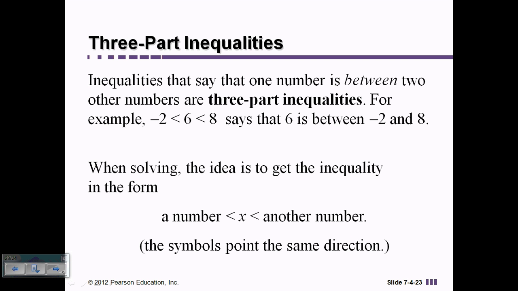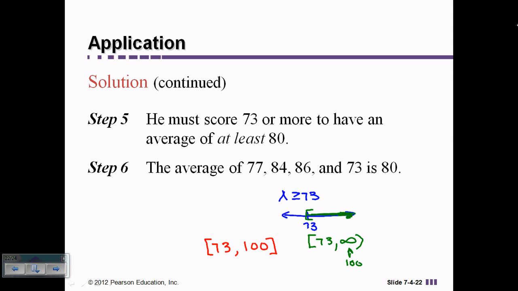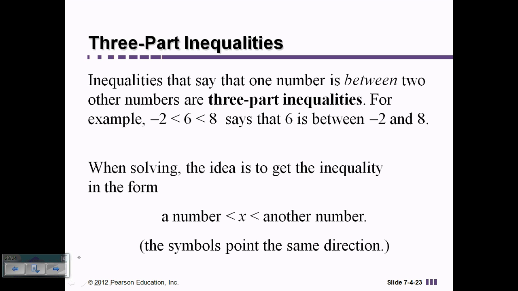All right, our last two topics. When we're talking about three-part inequalities, three parts just say that you have numbers that are between other numbers. So 6 is between -2 and 8. In this case, x is between one number and another number. We have to make sure when we're doing these problems that these inequalities are pointing in the same direction, or that changes the way we read the problems.